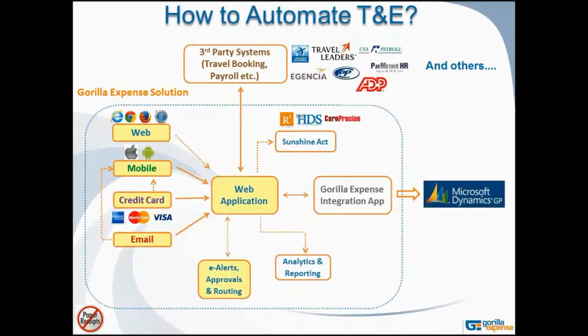Built into the web application are alerts and approvals. You can have multiple levels of manager approvals. The routing of expense data is all electronic. You can also set up policies, and there are different levels of policies you can set up.